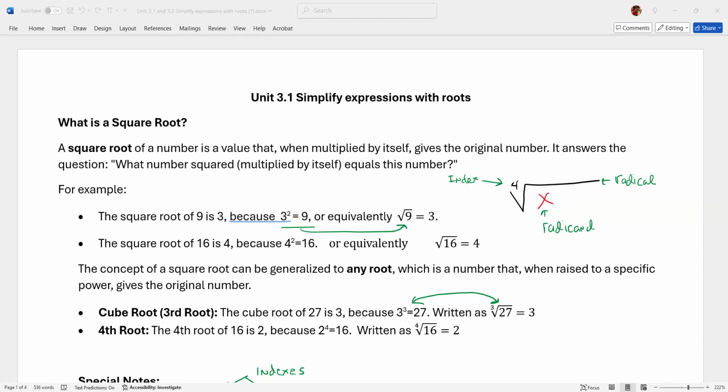Okay, we're going to do a little bit of section 3.1. This should be relatively straightforward because you've had this obviously in high school. So I'm going to go through this quickly. So we're going to talk about roots, right? What is a square root?